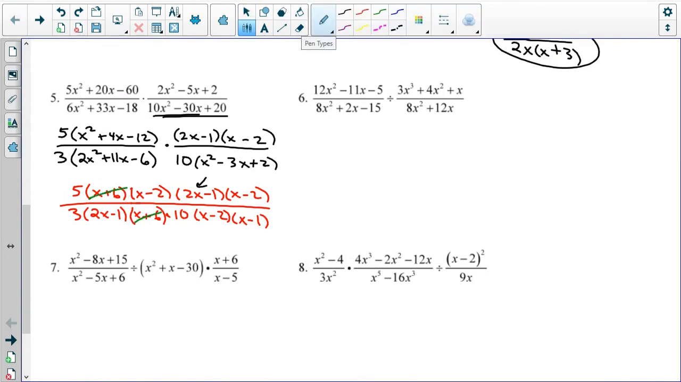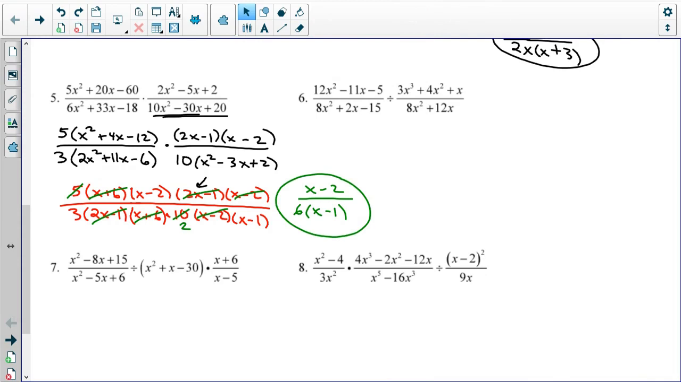Notice the x plus 6's go away, the 2x minus 1's go away, 2 of these x minus 2's go away, and then I have 5 over 30, essentially. So that ends up being a 6 in the denominator. So my final answer ends up being x minus 2 over 6 times x minus 1.